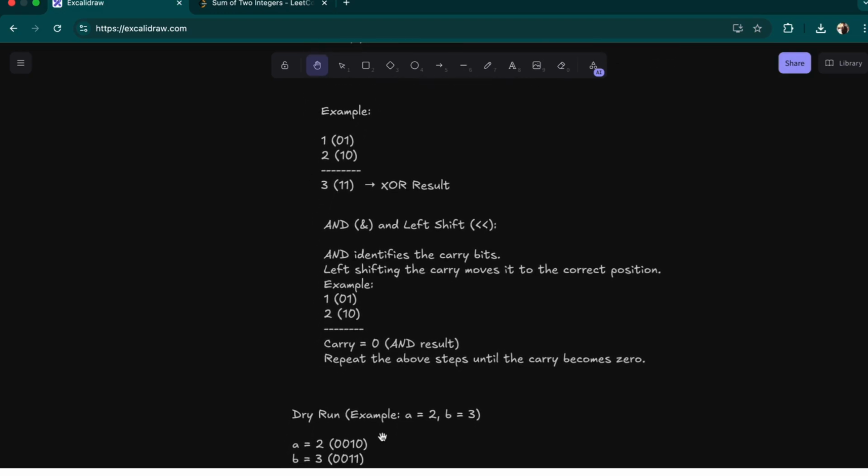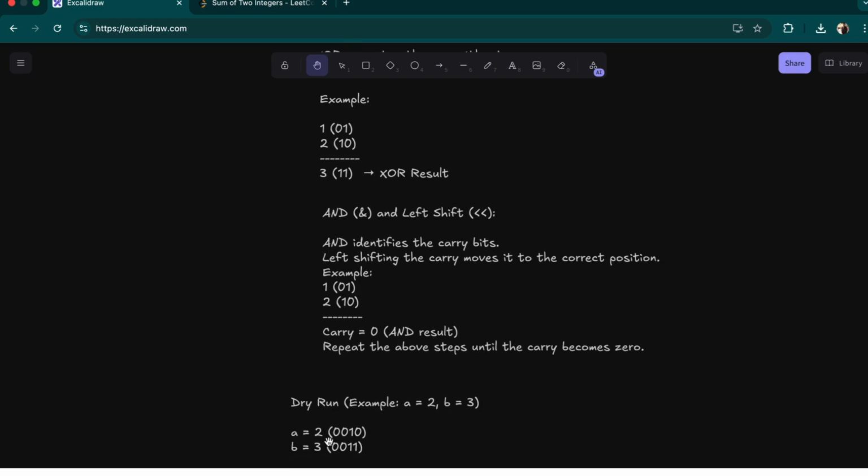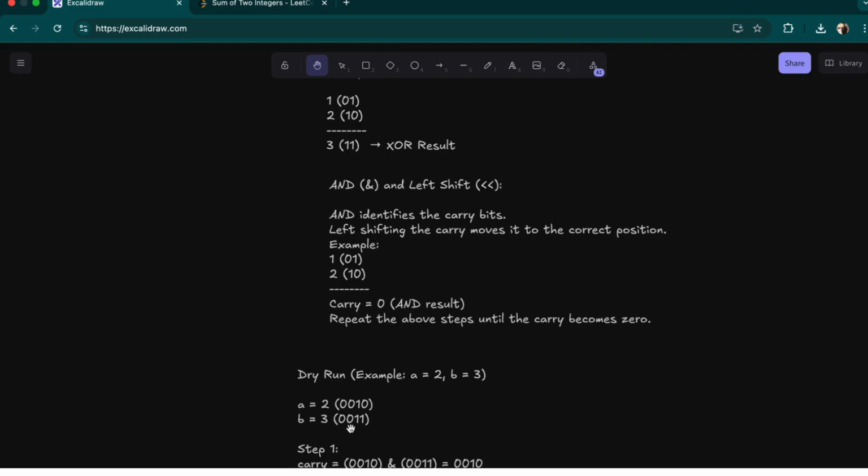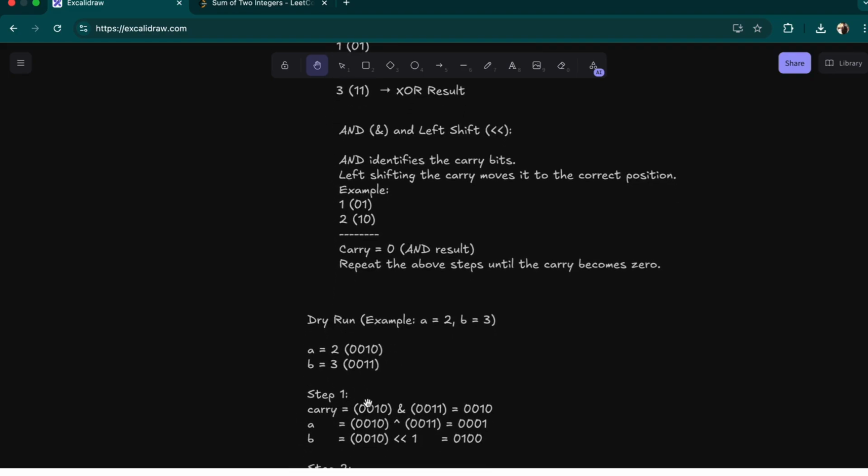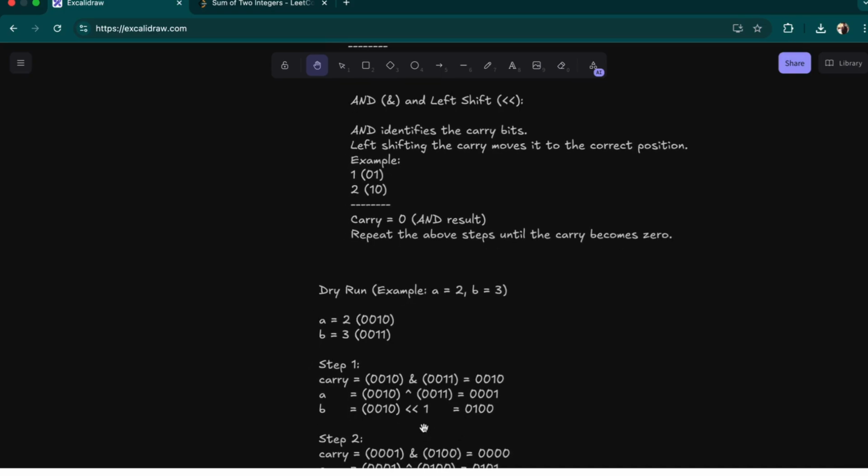Basically we have to dry run. We can dry run with the example given, a is equal to 2 and b is equal to 3. This is the binary form. Step 1 is calculating the carry: 0010 AND 0011 gives us the result 0010. For a, if we do the XOR of 0010 with 0011, it is equal to 0001. Then we have to left shift the carry, 0010 left shift 1 is equal to 0100, right?